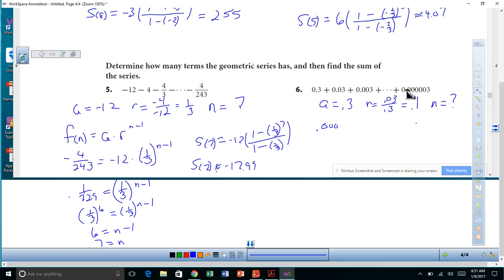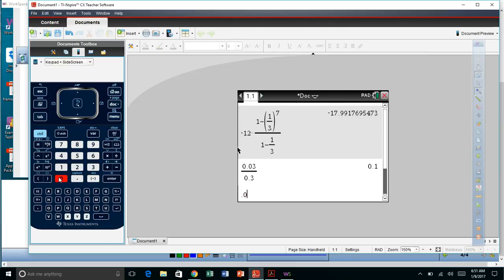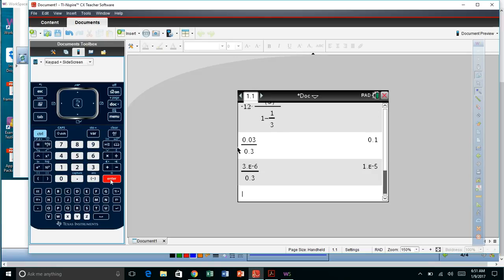We got 0.000. Let's see how many zeros. 1, 2, 3, 4, 5, 3. And I bet that's going to be N equals 6. All right, N equals 6. So that's going to be 0.3 times 0.1 to the N minus 1. Divide that, let's see here, 0.00003 divided by 0.3, and that's 0.0001.